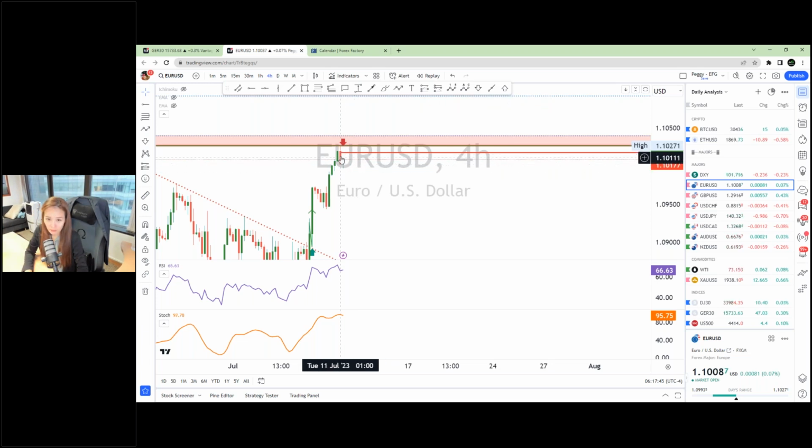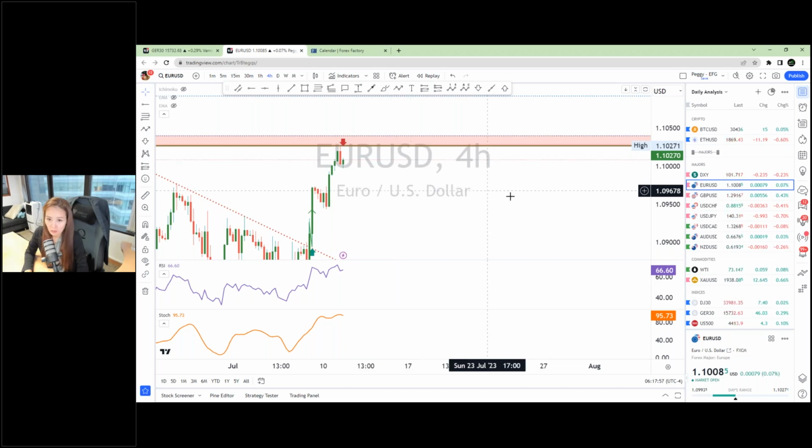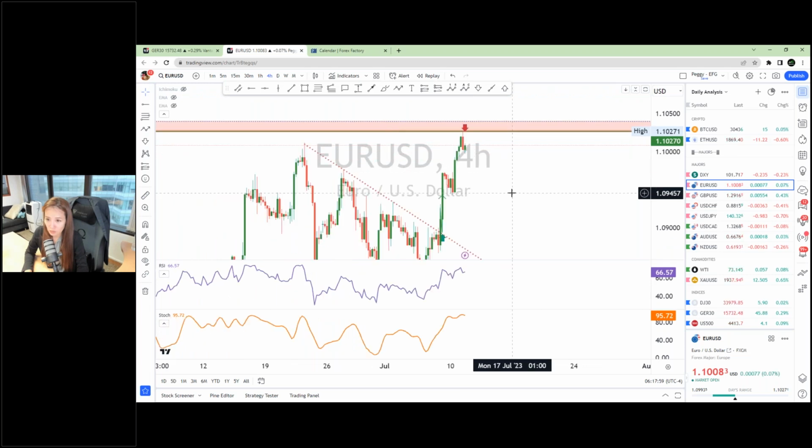What entry can we scout, what TP, either sell or buy? Thank you. Okay, this is how you can hold.